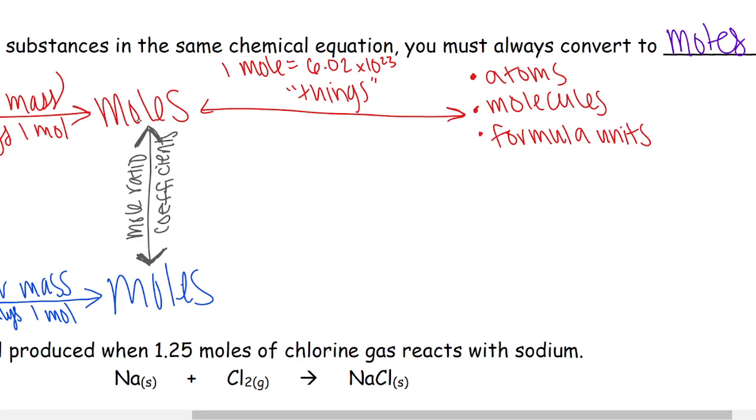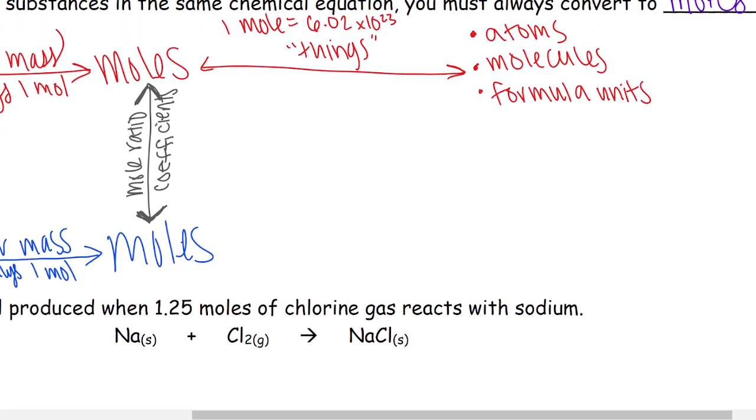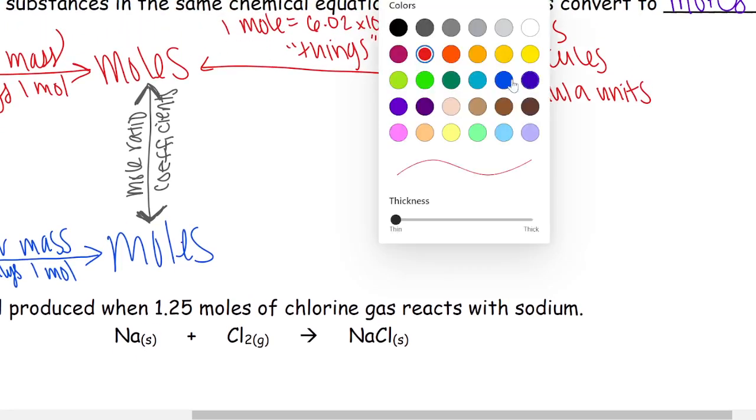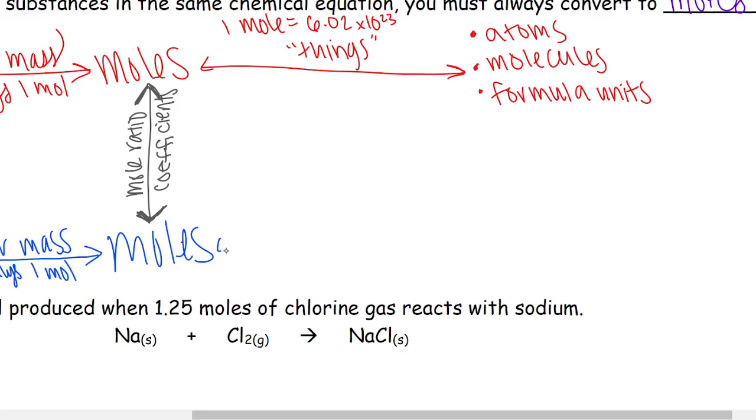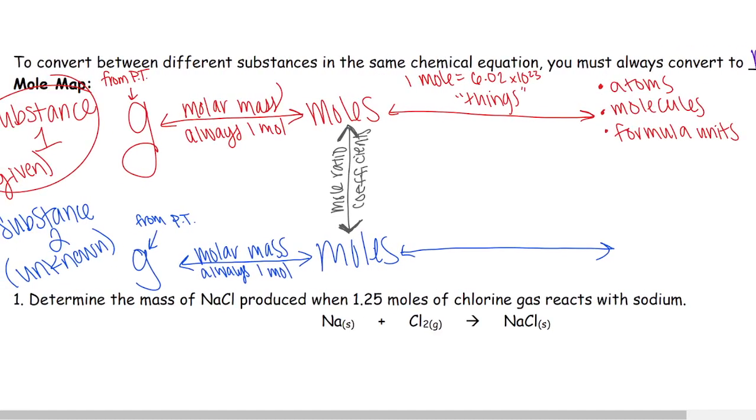So to convert between moles and atoms, the conversion factor is that 1 mole equals 6.02 times 10 to the 23rd atoms. 1 mole equals 6.02 times 10 to the 23rd molecules, or 1 mole equals 6.02 times 10 to the 23rd formula units. And so we're just going to mirror that exact same thing on the bottom for substance 2. So we can go all over the place, but the only thing that connects these two lines between the two substances is moles. So that is what I'm talking about in the statement up above.